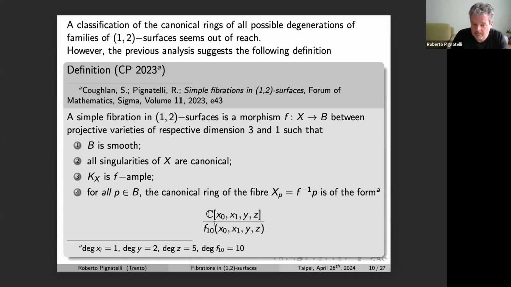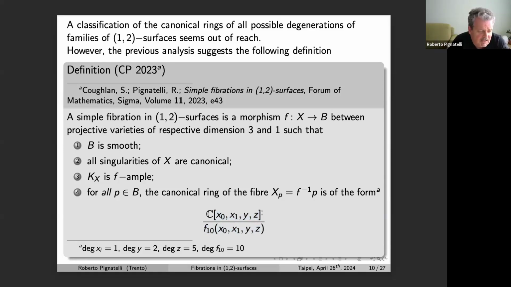But what about the special fibers? To do a theory of fibrations in 1-2 surfaces, copying what I did before, I should know all possible special fibers. Now, even if we restrict to the case of stable fibers, which is what has been studied up to now, studying the KSBA compactification, the moduli space of these surfaces, we already know, I think, a dozen of different possible canonical presentations of the special fibers in this language.